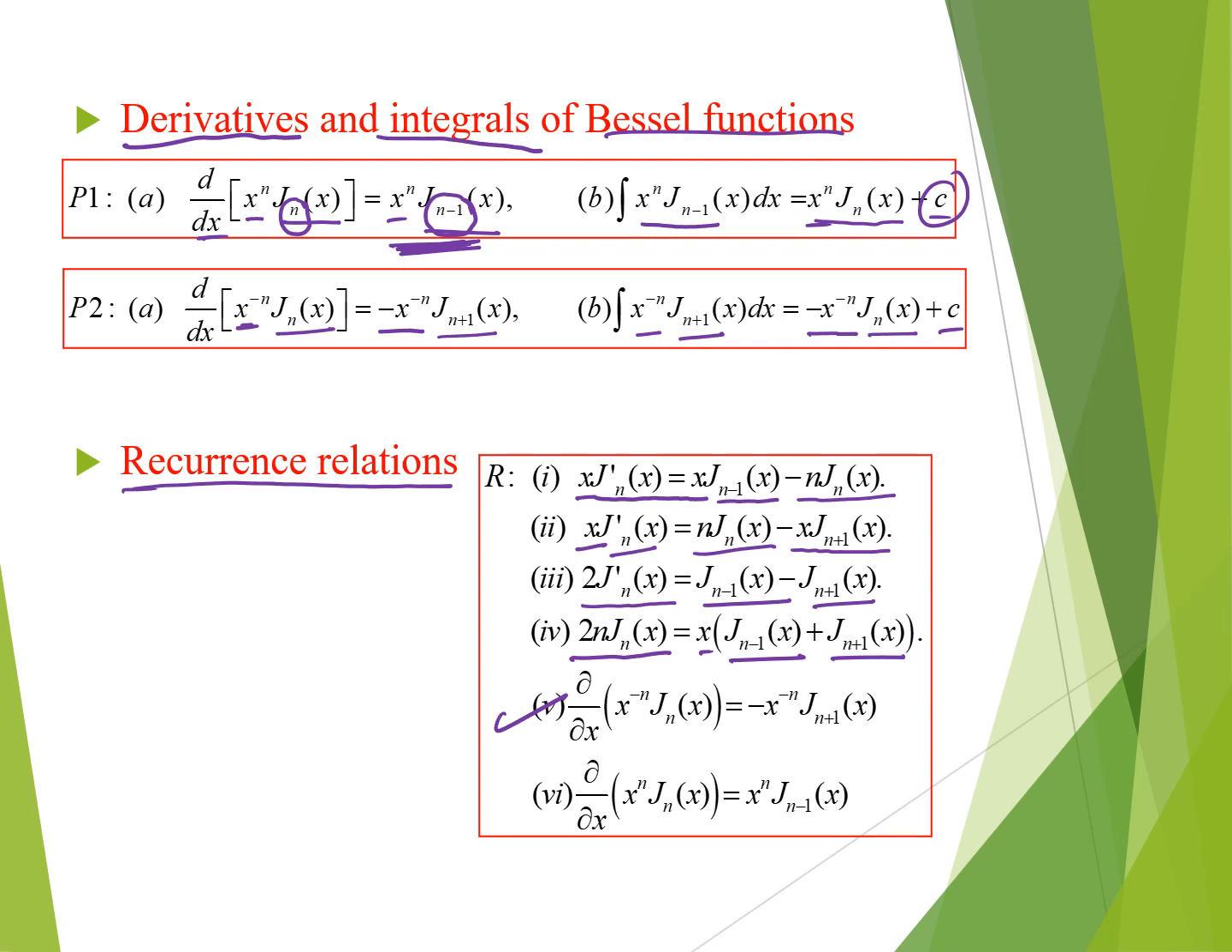Fifth recurrence relation; the order should be remembered accordingly. The derivative with respect to x of x^(-n) J_n is equal to minus x^(-n) J_(n+1). And the sixth and last recurrence relation is the derivative with respect to x of x^n J_n(x) is equal to x^n J_(n-1).